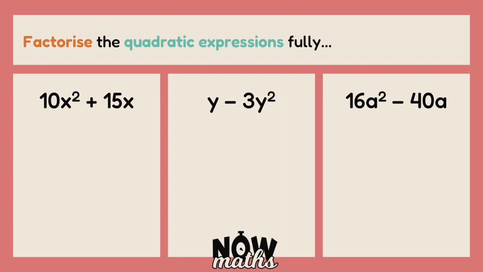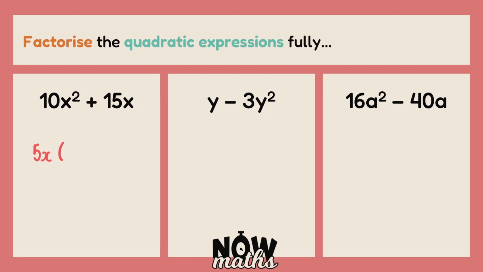So looking at our first question of 10x squared add 15x, looking at just the numbers first, 10 and 15 have a highest common factor of 5. So we're going to take that to the front of our brackets. We can also see we have an x squared and an x, which have a highest common factor of x, which means that the highest common factor of both terms is 5x. When we've found the highest common factor, we open up our brackets.